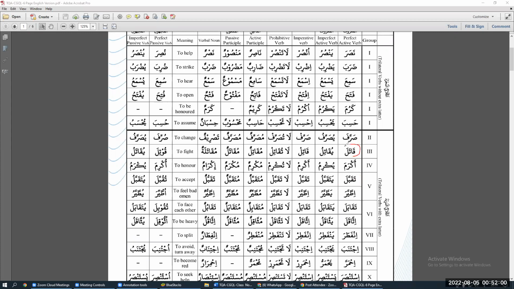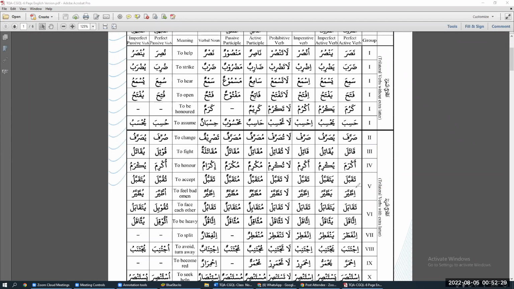How is form 6 made? Look at this and look at this. Form 3 plus ta, you get form 6. Form 2 plus ta, you get form 5. Okay. Ta added. Now, here you see under 5, there is another one.